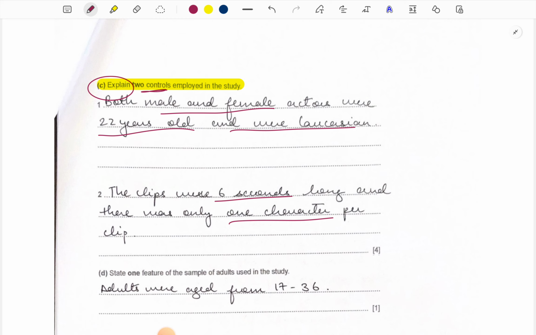So there's unnecessary perception of difficulty in these types of questions. They are not difficult at all. Whenever they ask you to explain 2 controls, you outline the controls and you justify why they were maintained.